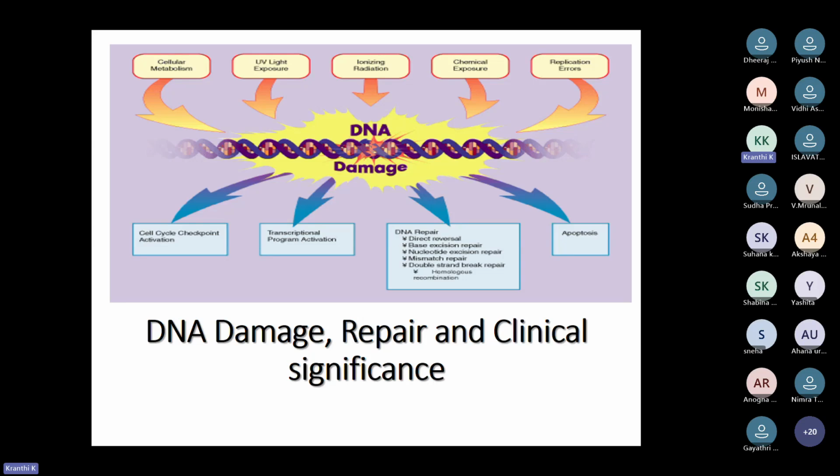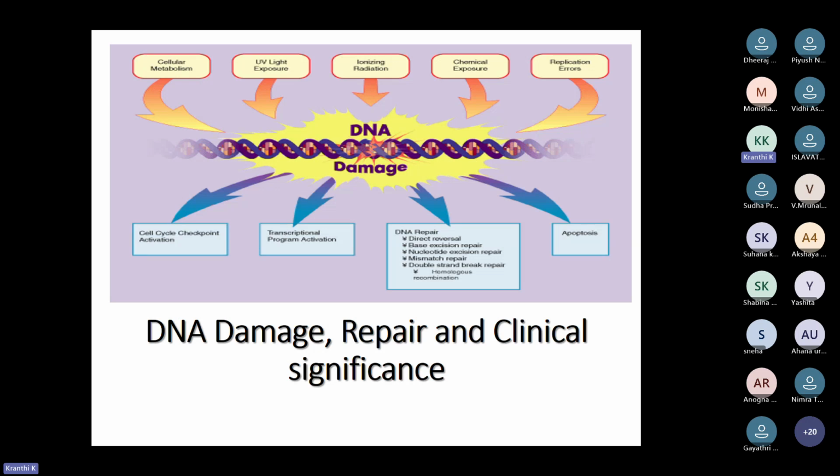Damage, then repair, and clinical significance. If any damage happens to the DNA, what type of disease will you get? Usually, when the DNA is damaged, it may lead to mutations, right? Mutation leads to cancer, early aging, apoptosis, and cell death may happen. Then you will get a lot of hereditary diseases also. So there is a lot of clinical significance when there is DNA damage, right?